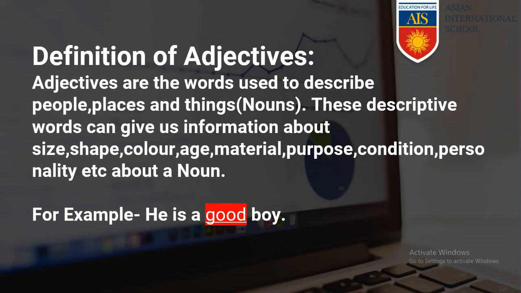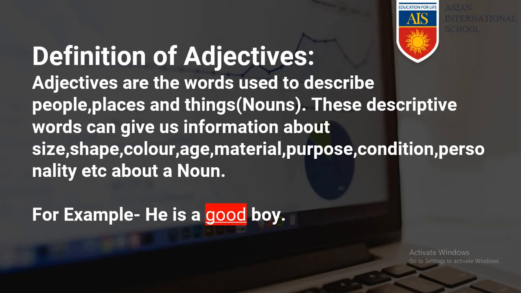about a noun. So how is the noun? What is the condition of a noun? What is the size of a noun? What is the shape of a noun? What is the color of a noun? What is the age of a noun? All these things we get to know from the word called adjective.